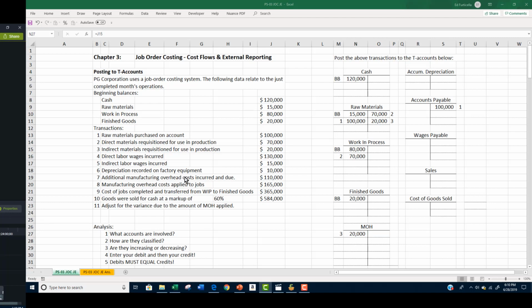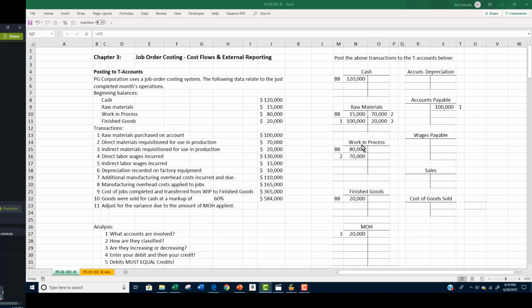Transaction 4 says that direct labor wages were incurred totaling $130,000. The two accounts involved in this transaction are work in process and wages payable. The reason why work in process is involved is that direct material and direct labor incurred will always get debited to the work in process account. The work in process account is used to keep track of cost until the product is completed. Once the product is completed, we move it out of work in process and into the finished goods inventory.